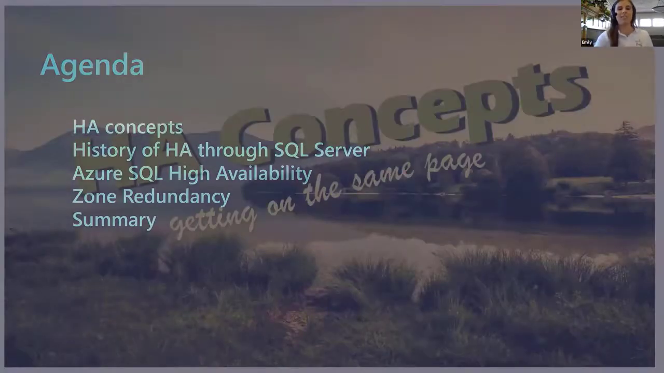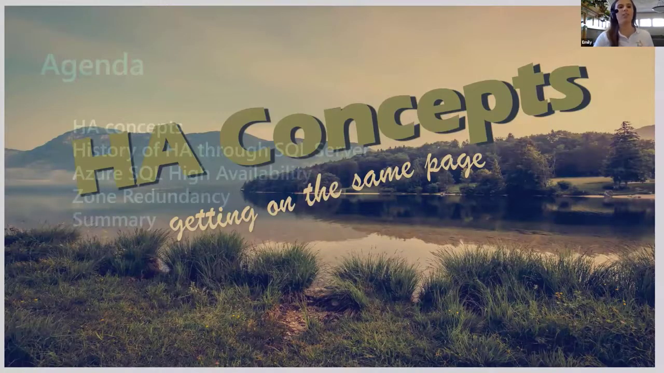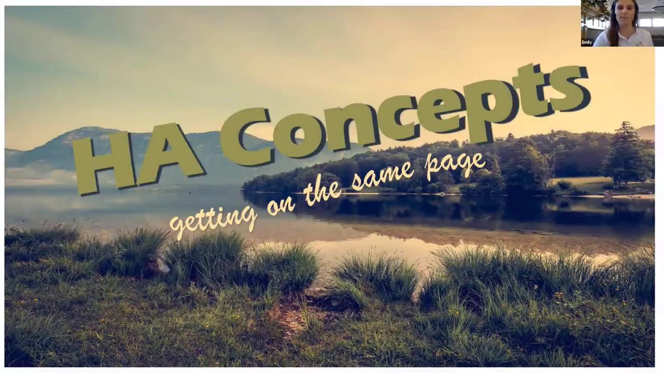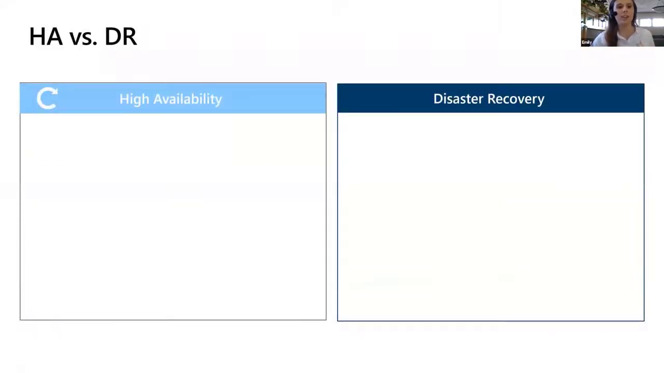So to start off, let's get on the same page about some general high availability concepts. One term I hear thrown out a lot in the business continuity space is HADR, which stands for High Availability and Disaster Recovery. While high availability and disaster recovery are similar concepts, they actually target different scenarios.